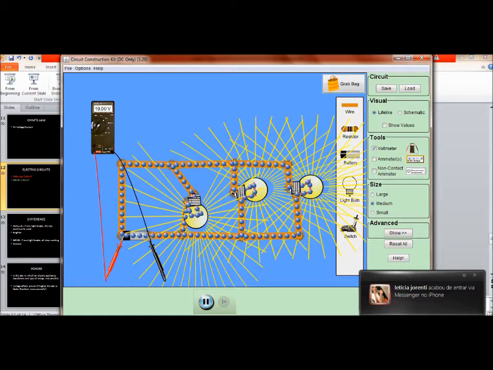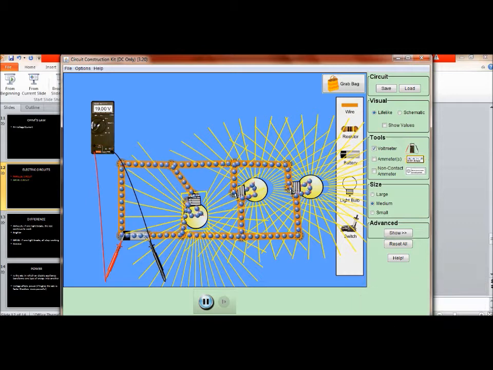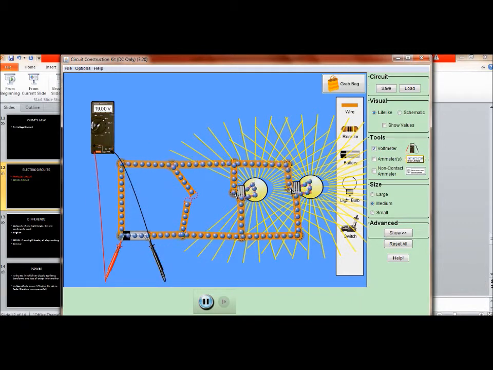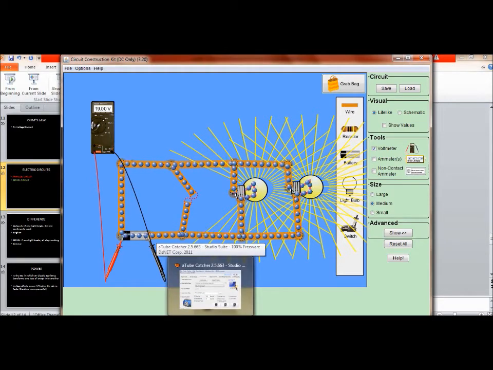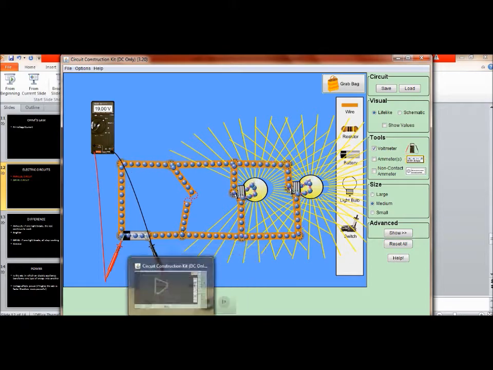Here's an example of parallel. The good thing about the parallel is that the bulbs are much brighter than in the original series circuit, and if one of my light bulbs breaks, the rest continue to work. This can be seen in Christmas lights, and a series circuit can also be seen inside your television, for example.